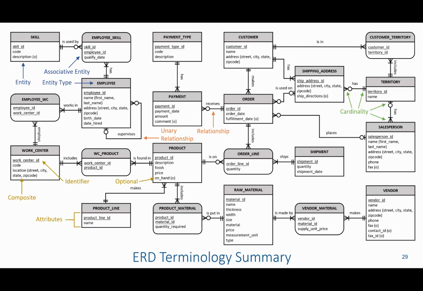We have optional 1, which means an entity has a relationship with 0 to 1 instances of another entity. We have mandatory 1, which means that an entity has a relationship with 1 and only 1 instance of another entity. We have optional many, which means that an entity has a relationship with 0 to many instances of another entity. And then we have mandatory many, which means that an entity has a relationship with 1 to many instances of another entity.